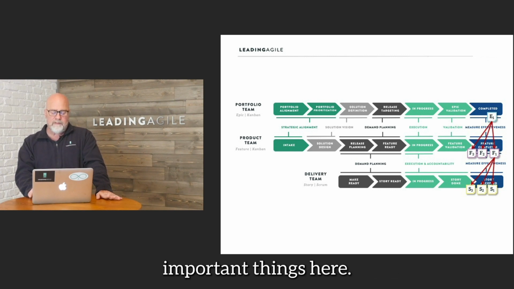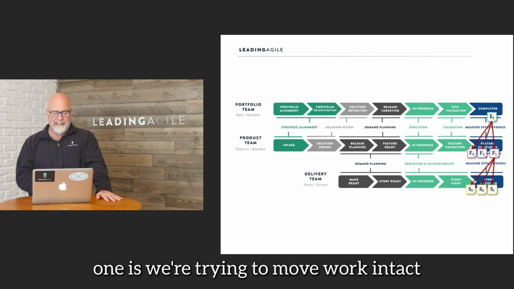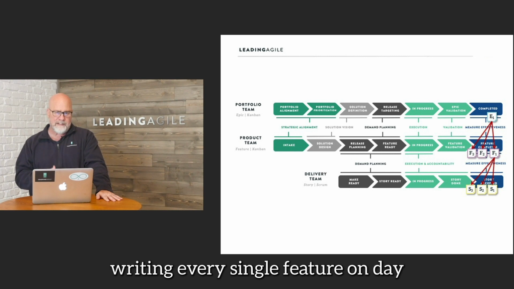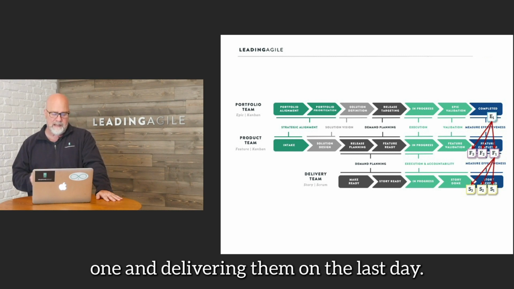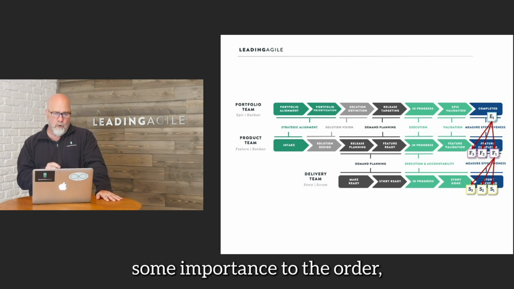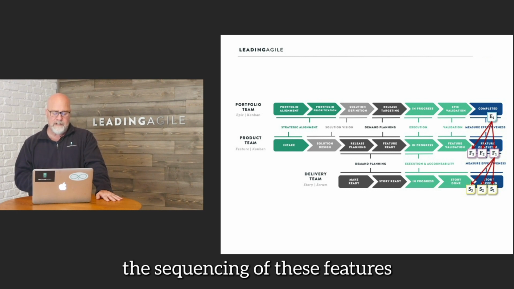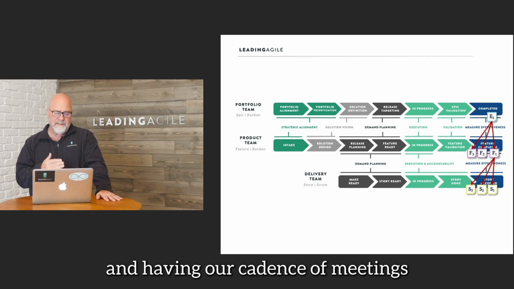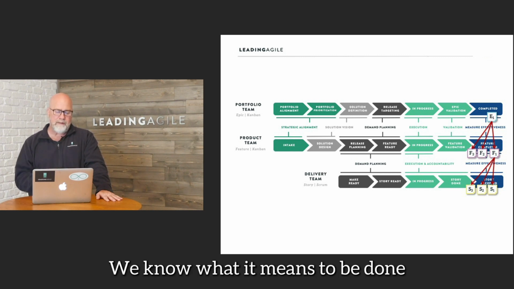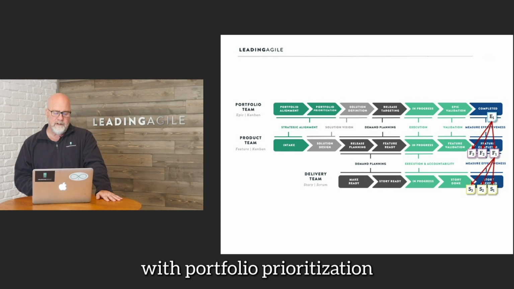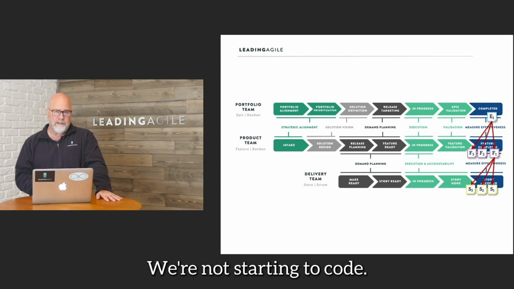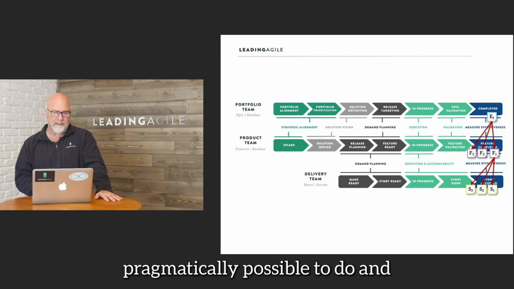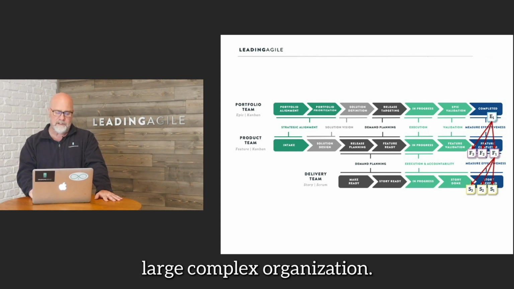So there's a couple of important things here. One is we're trying to move work intact through this process. We're not starting writing every single feature on day one and delivering them on the last day. So there's some importance to the order, the sequencing of these features. Also, by having the work visible like this and having our cadence of meetings and clarity of roles, we know what it means to be done with portfolio prioritization before we start writing code. We're not starting to code and we'll figure out the problems as we go and resolve them in real time, because that's just not pragmatically possible to do in large, complex organizations.